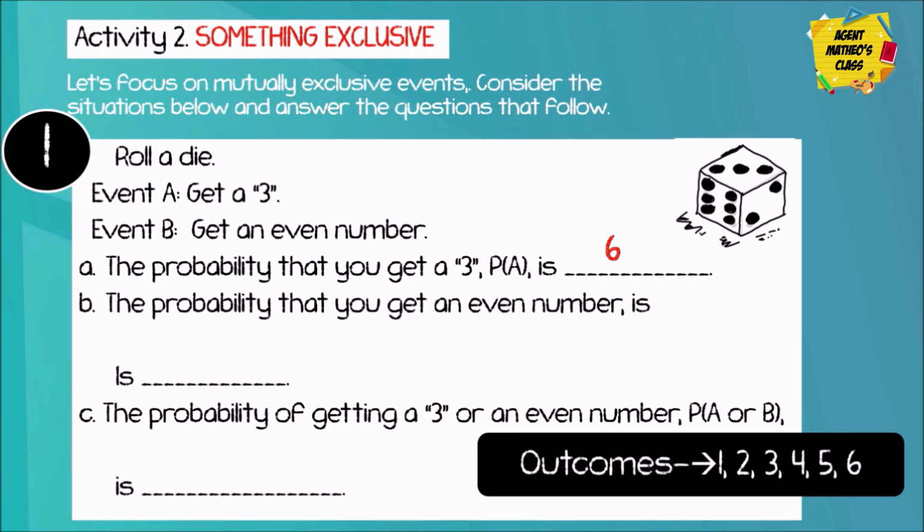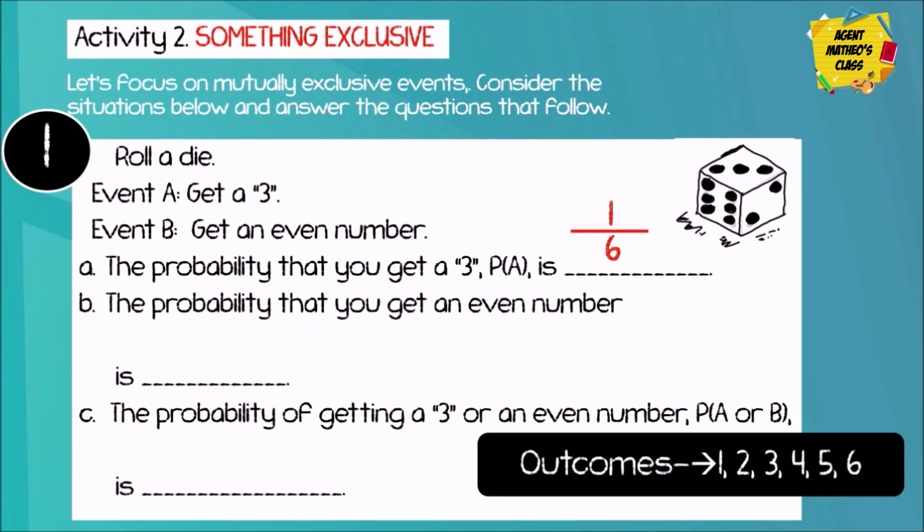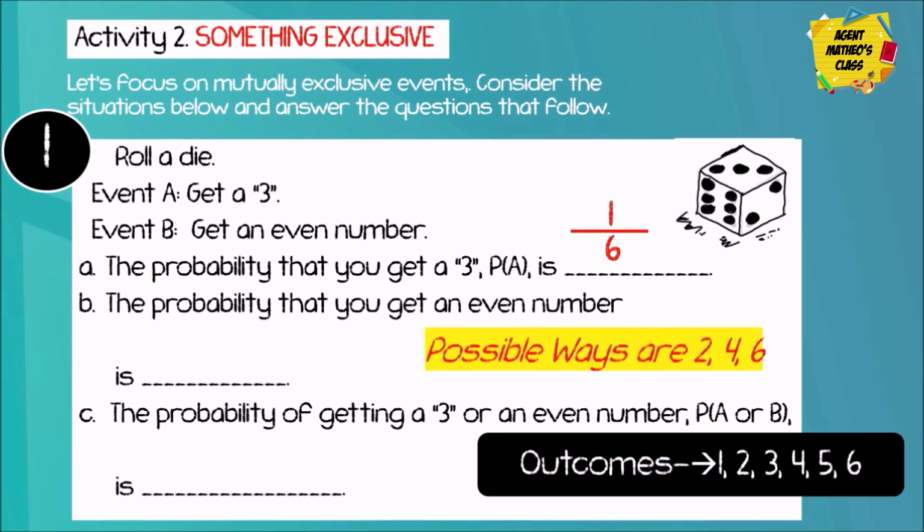To get the probability of the outcome 3, the number of ways that this outcome will occur is only 1. So the probability of getting 3 is 1 over 6. Our second problem is to find the probability that you get an even number. For this second item, getting an even number, you will have 3 possible ways, and these are 2, 4, and 6. So the probability that you can get an even number is 3 over 6, or simplified, 1 over 2.